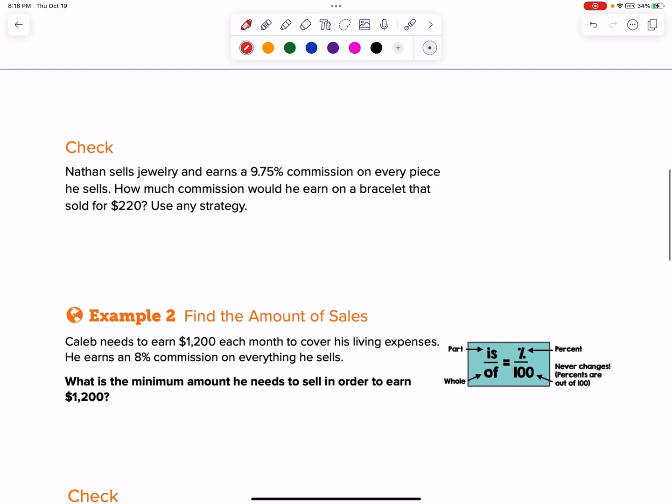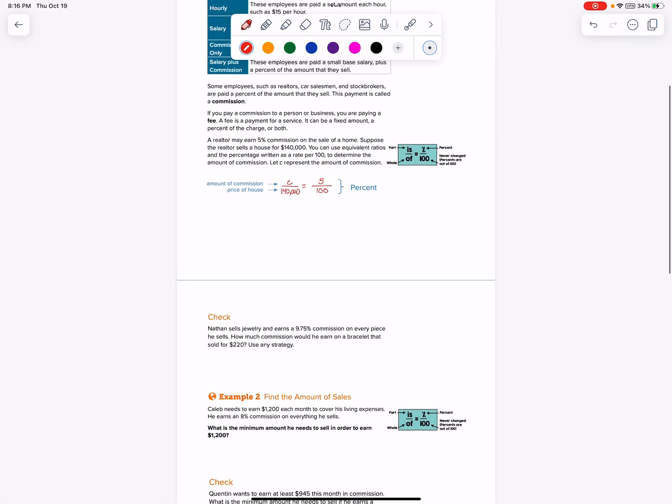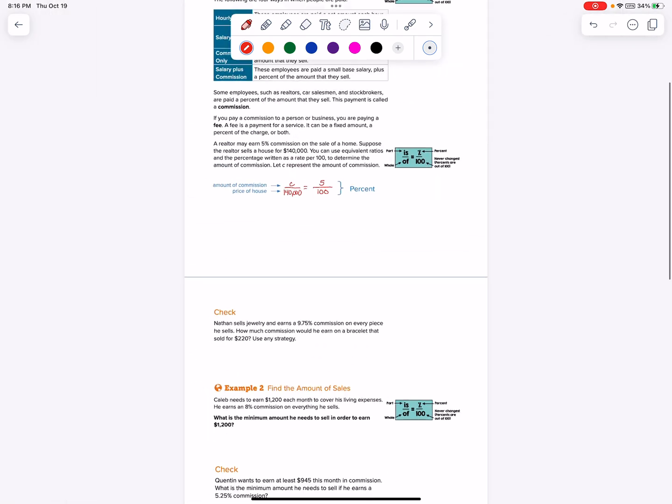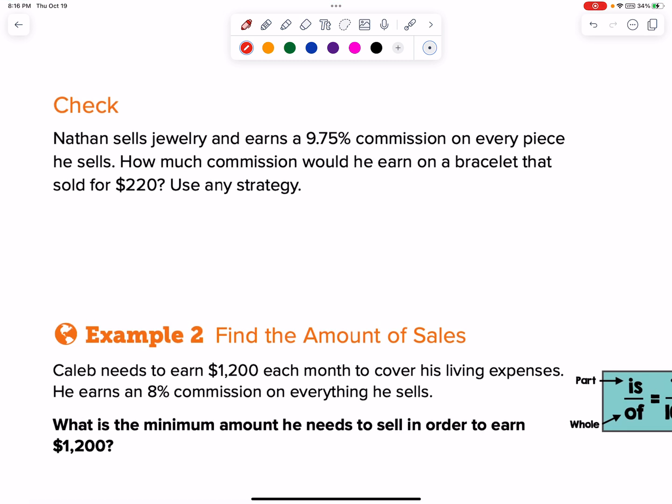Let's go ahead and do the check here together. I know that's technically example 1, but we have a lot of examples here, and you sort of know what you're doing with this anyway. It's not really too much new.